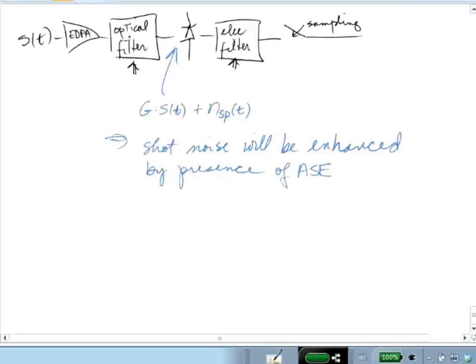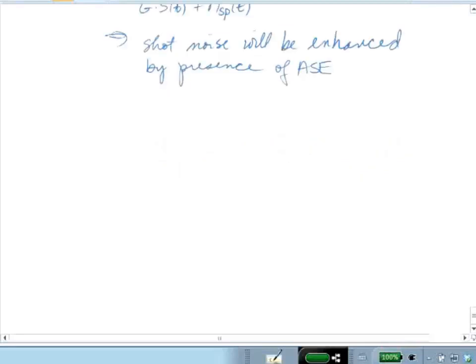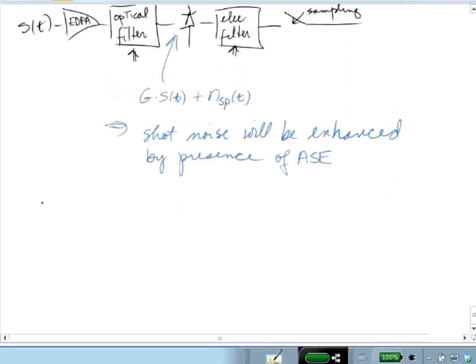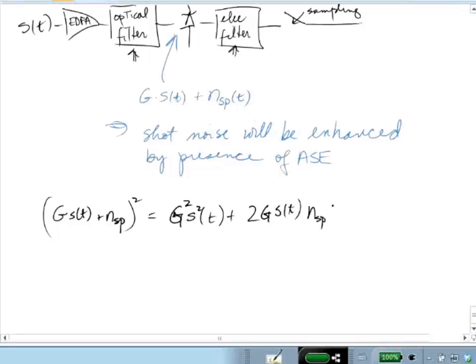The square law is also going to create beat terms in the photocurrent. So what happens here is we have G S of t plus N_sp, squared, and that's going to give us G squared S squared of t plus 2G S of t times the spontaneous emission N_sp of t plus N_sp squared of t.